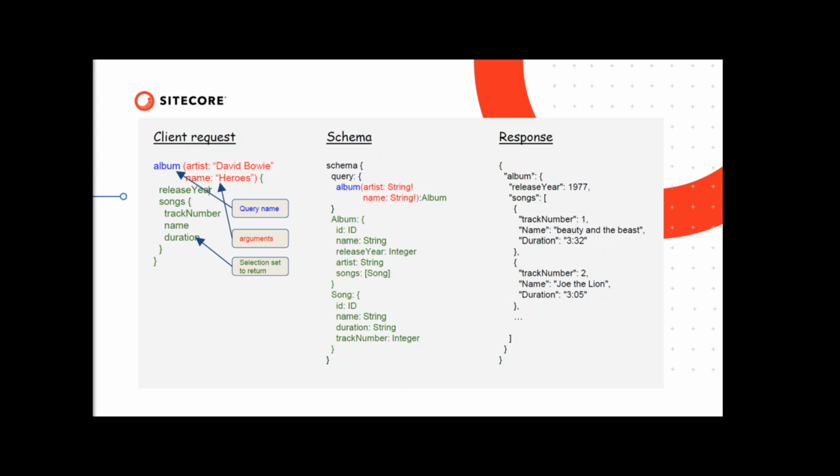The schema is the GraphQL specification for returning data from the database or any other data source. Here you define what kind of information you want to return back to your client. We can see here it's album and song, with the properties name, release year, artist, songs. There are so many properties here. So if you refer back to the client request, you only request track number, name, and duration.